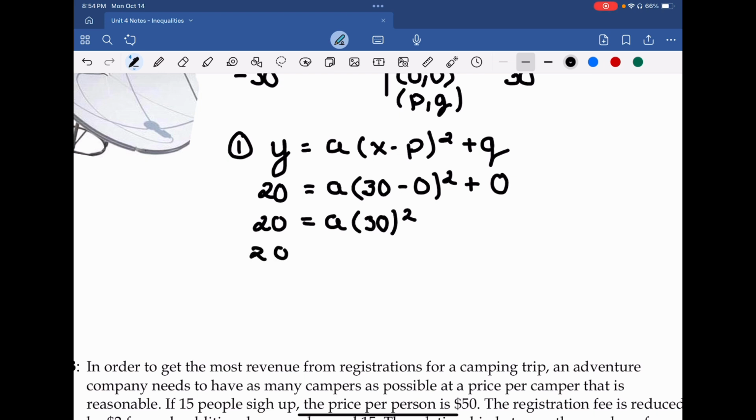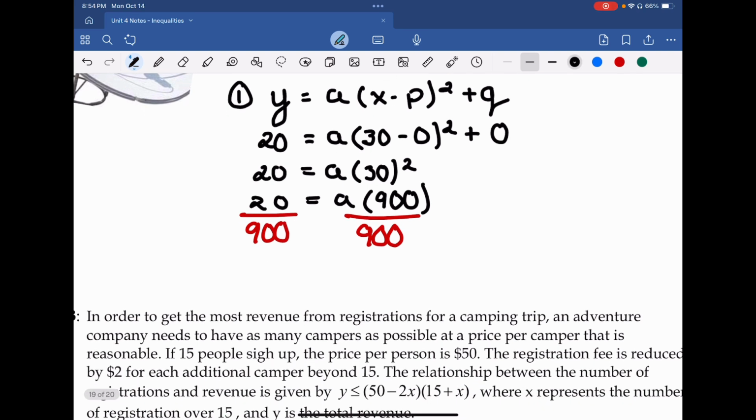30 squared is equal to 900, so we're going to write a times 900. We will then divide both sides by 900, and when we reduce this as a fraction, it's going to give us 1 over 45 as a positive value.